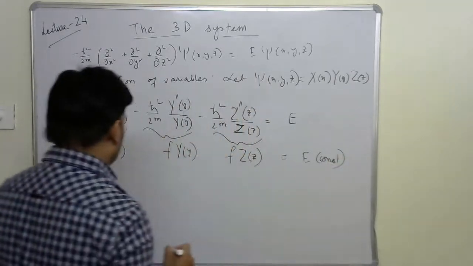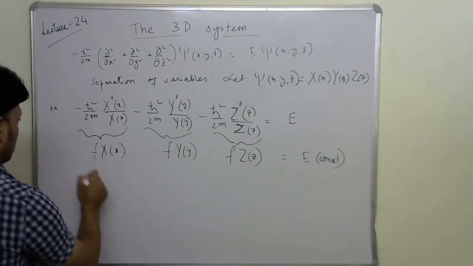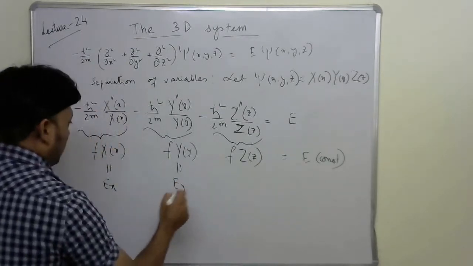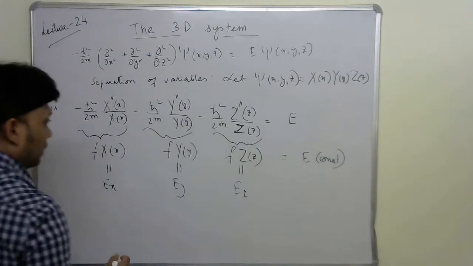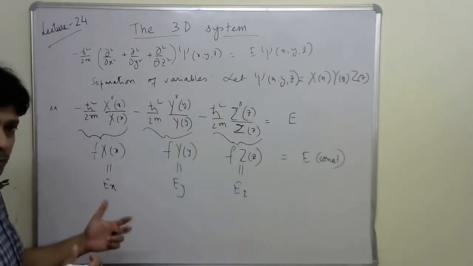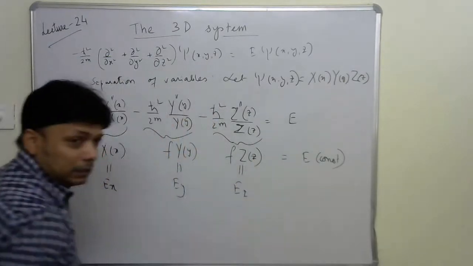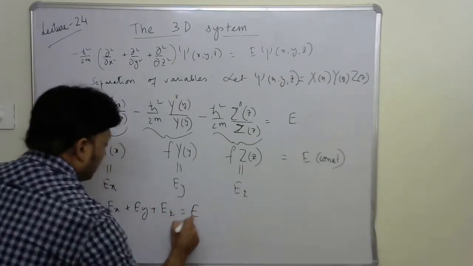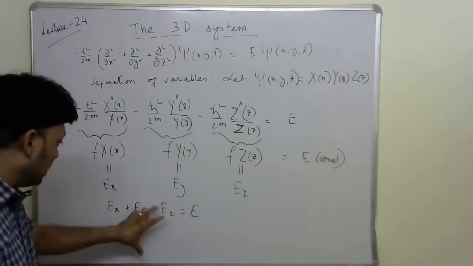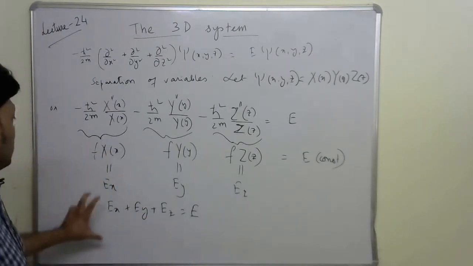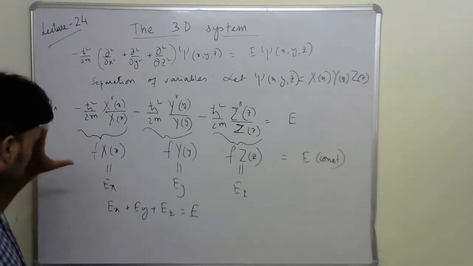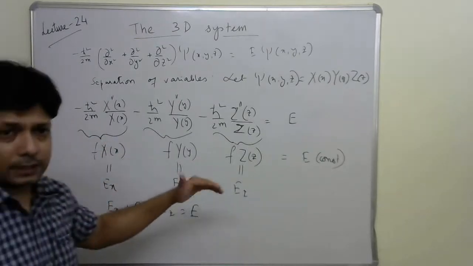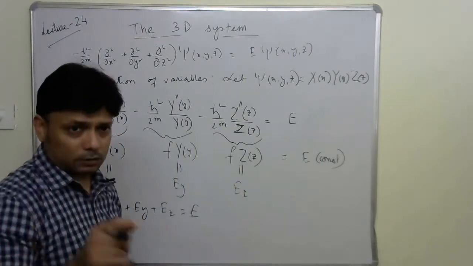The summation of these three independent functions of x, y, and z is equal to E, a constant. So this function should correspond to something like Ex, this one to Ey, and this one to Ez. Looking at the overall condition, there is only one way the entire equation can be true: the total energy is equal to Ex plus Ey plus Ez, which were obtained individually by solving these variable-separated ordinary differential equations. We are already familiar with how to solve them, and I'm not going into the detailed steps, but it's worth giving it a try.